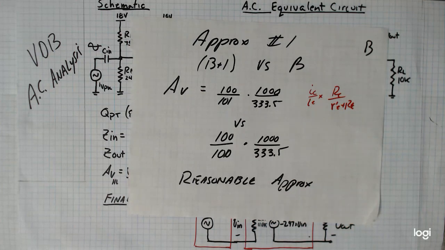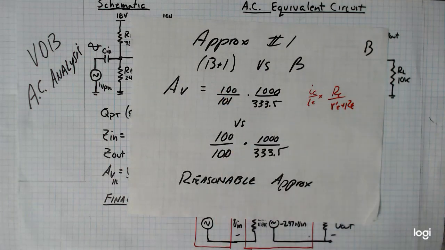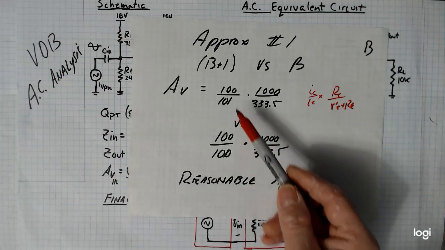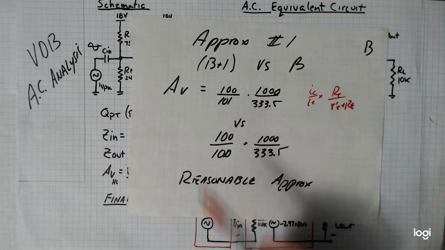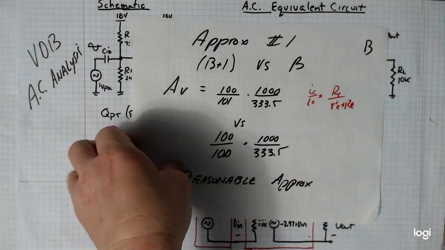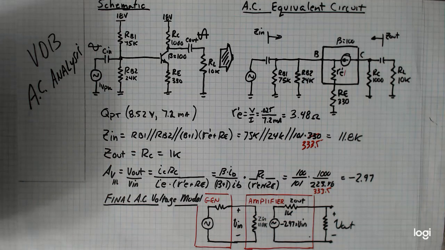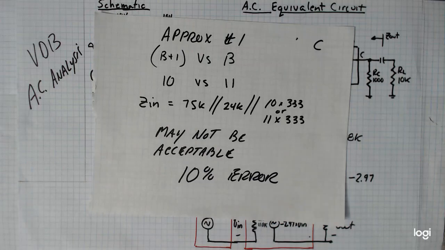We really don't even know the value of beta. The value of beta could vary by 10%. So using this 100 over 101 thing on a number that could be 90 to 91 really doesn't make any difference. So this is a reasonable approximation. However, there are always conditions where it may matter.